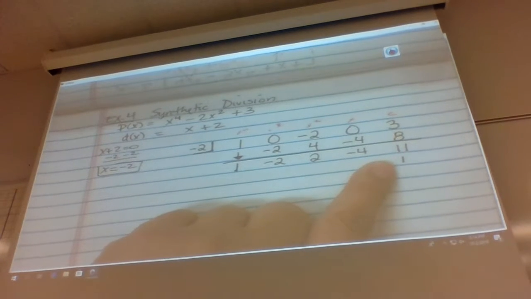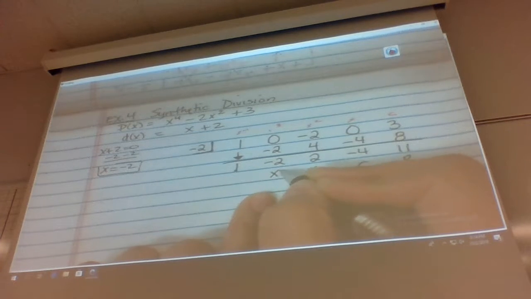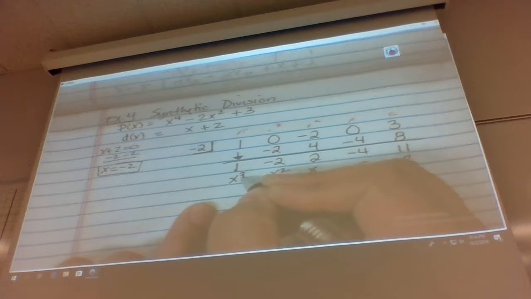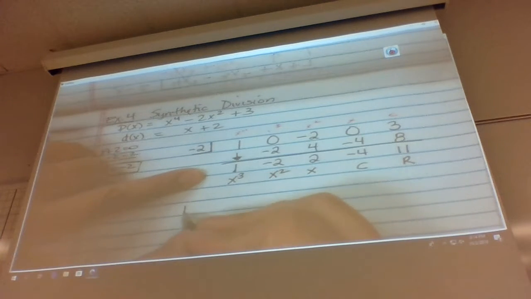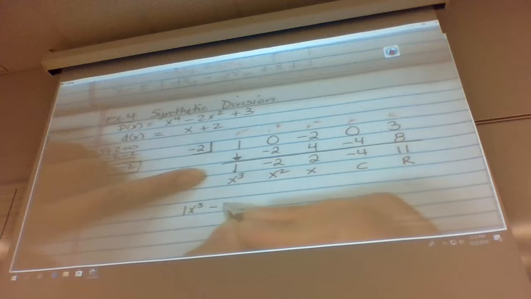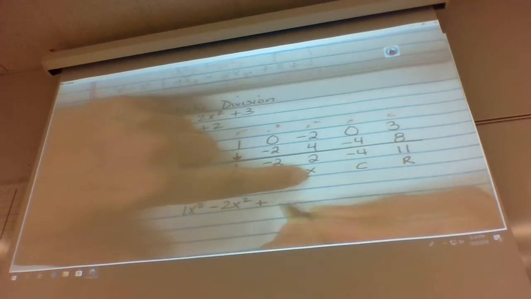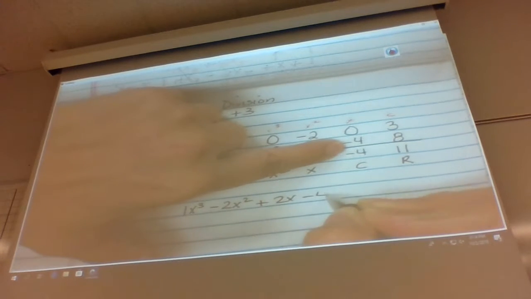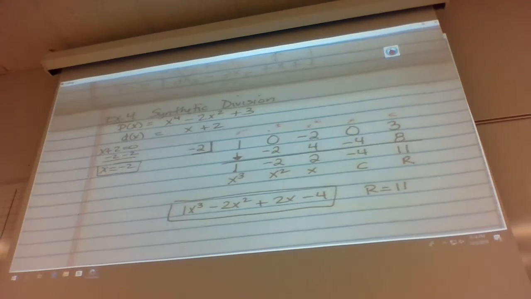This is your constant, this is your x, this is your x squared, and this is your x cubed. Which means my answer is 1x cubed minus 2x squared plus 2x minus 4, and your remainder is 11. If you look at this answer and your previous answer, it is exactly the same thing. What happened to the x to the 4th? It decreases because you're dividing.